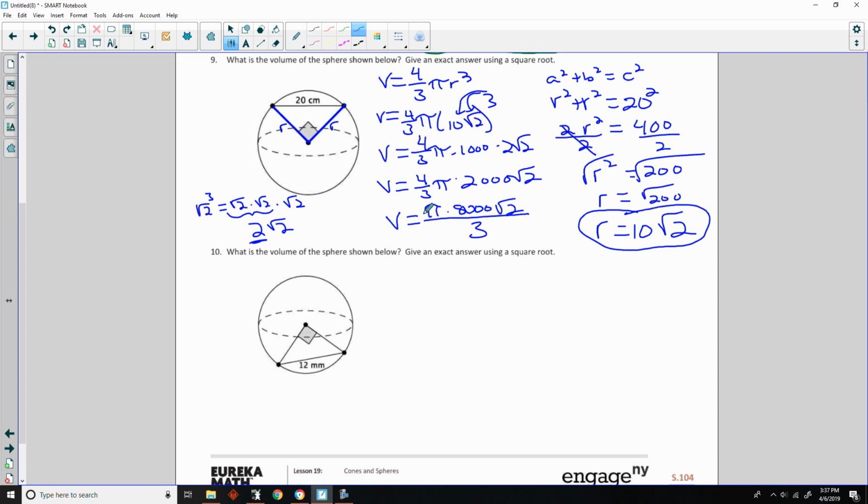All right, I don't like pi first, so I would rewrite that as the volume equals 8,000 square root 2 pi all over 3 centimeters cubed. So this is the volume in terms of square root, exact in terms of pi.